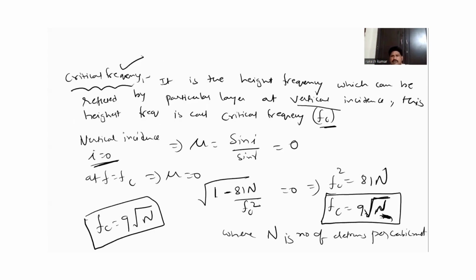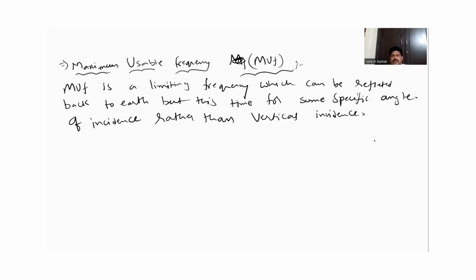So if I observe here, this is my ionosphere, and this is my earth surface. You are transmitting the signal vertically, so here i is equal to 0. Now you are transmitting other than vertical. So the expression is mu equal to sin i by sin r. Here, since the signal should come back, sin i by sin 90 degrees, that is equal to sin i, since the angle of reflection is 90 degrees.